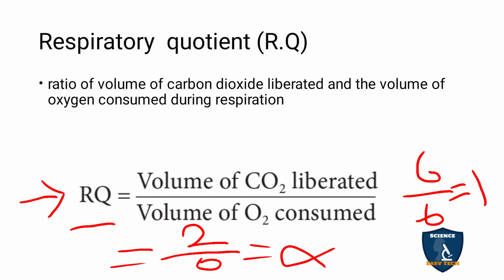So if they ask in 2 marks to write the RQ or respiratory quotient, you just remember the ratio of the volume of carbon dioxide liberated to the volume of oxygen consumed, and you have to write the formula. RQ is equal to volume of carbon dioxide liberated by volume of oxygen consumed.